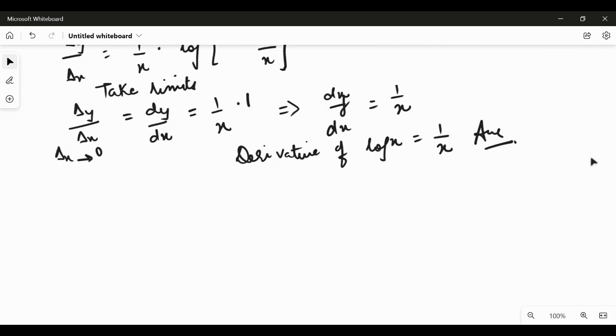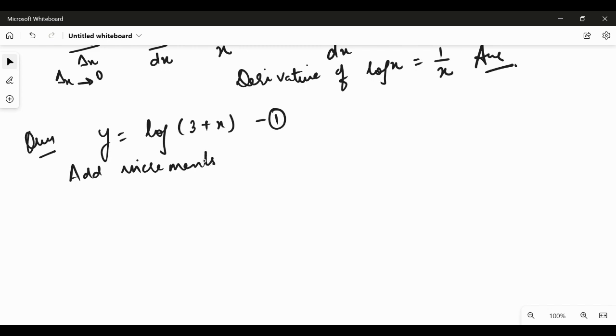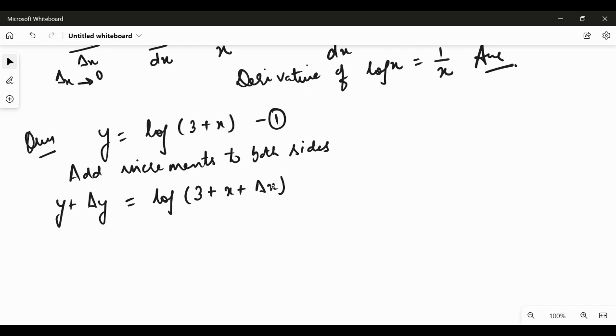Fine. So now let's take one more example to clarify the concept. Okay, now I will take y is equal to log of 3 plus x. Clear? So this is my first equation. Next, what I will do, add increments to both sides. So the equation would be y plus delta y is equal to log of 3 plus x plus delta x. Okay. So this would be my second equation.